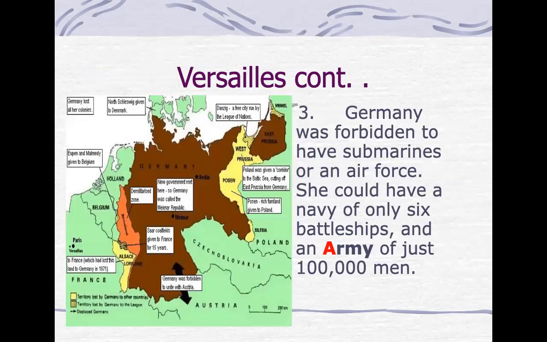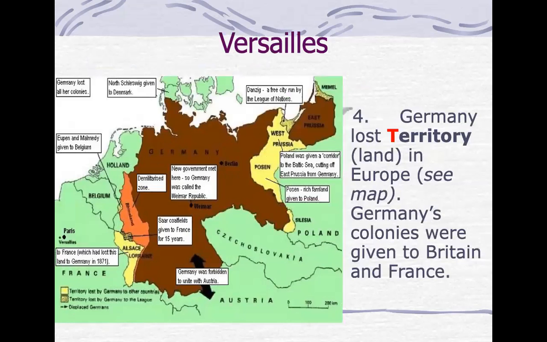Germany was forbidden to have submarines or an air force. She could have a navy of only 6 battleships and an army of just 100,000 men. A, army. And finally, Germany lost territory, land, in Europe. I'm going to look over here at this map in a second. Germany's colonies were to be given to Britain and France, T, territory.